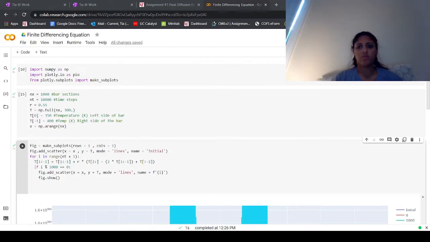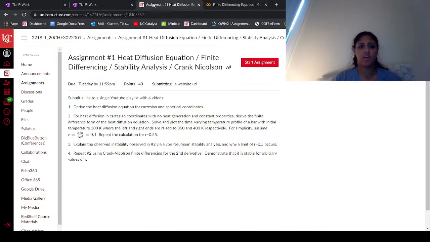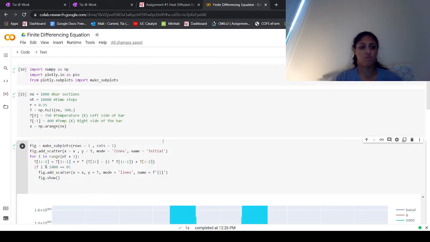Okay, so this is part 3. Explain the instability observed in number 2 via a von Neumann stability analysis and why a limit of r equal to 0.5 occurs.